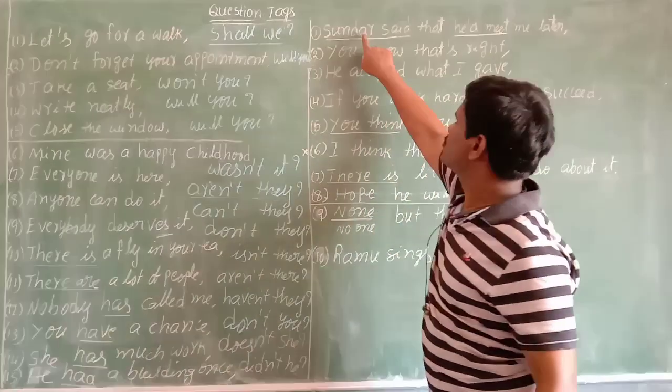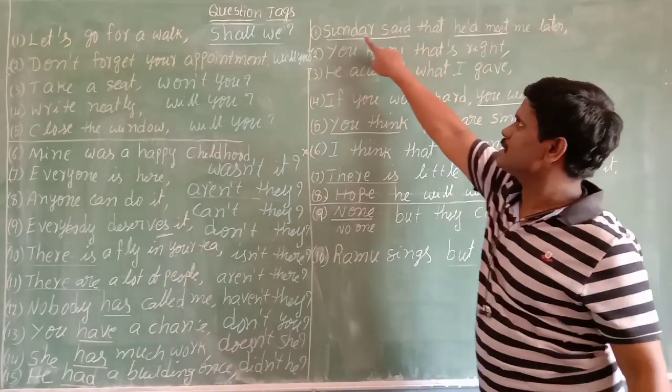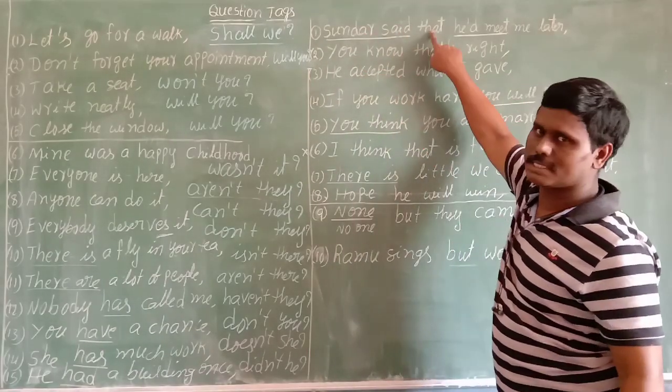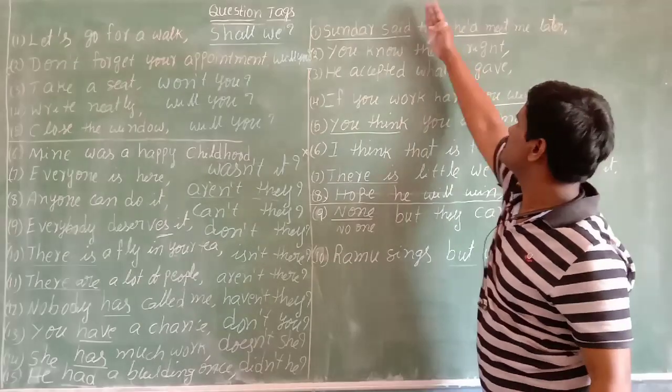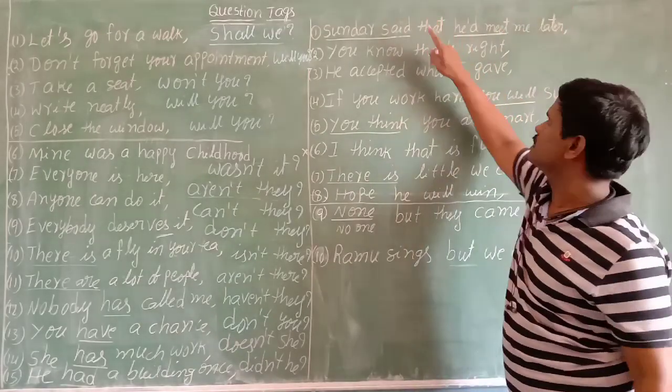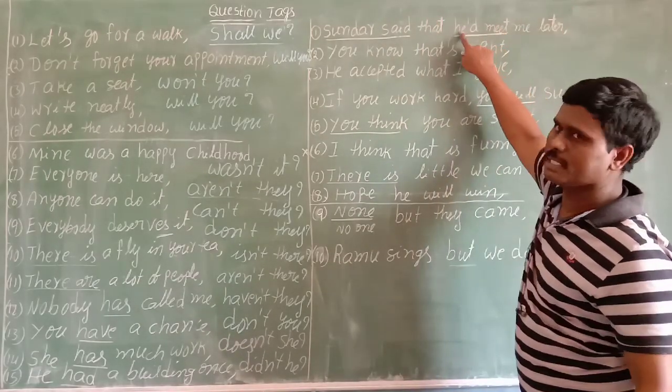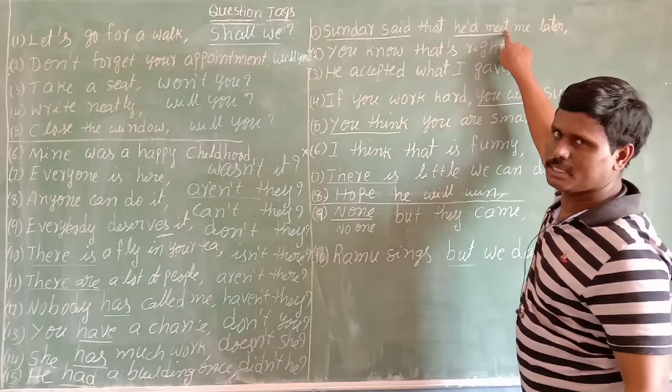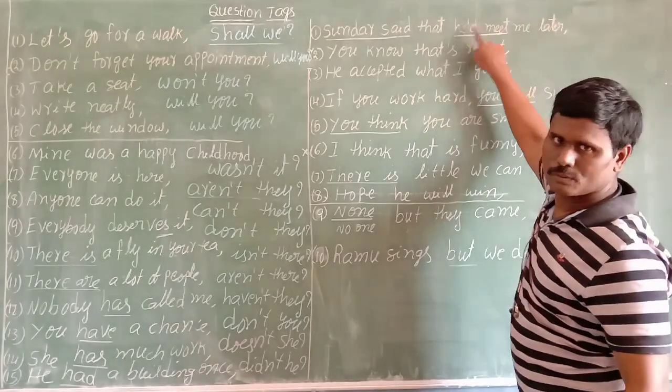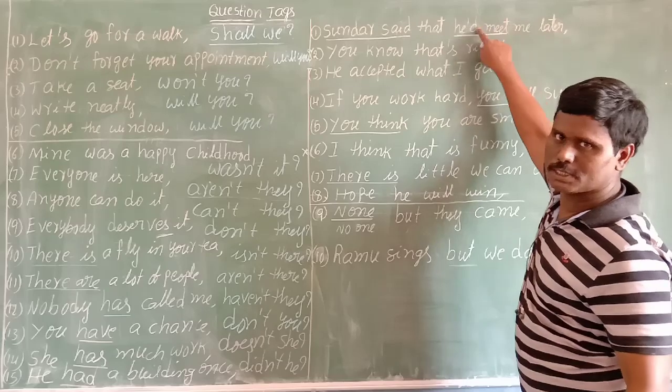Now look at "Sundar said", subject verb, "that", subordinate conjunction. That means this is subordinate clause. "He would meet", here also subject "would meet", but we should not think about this.